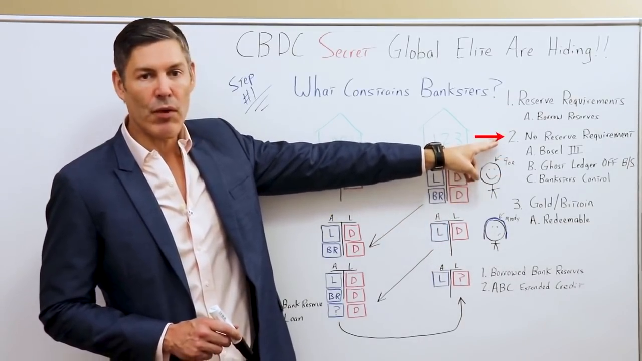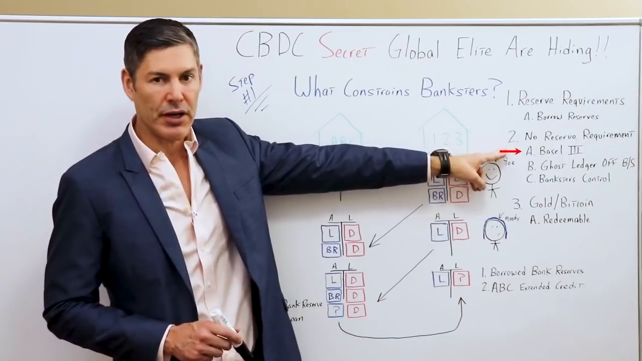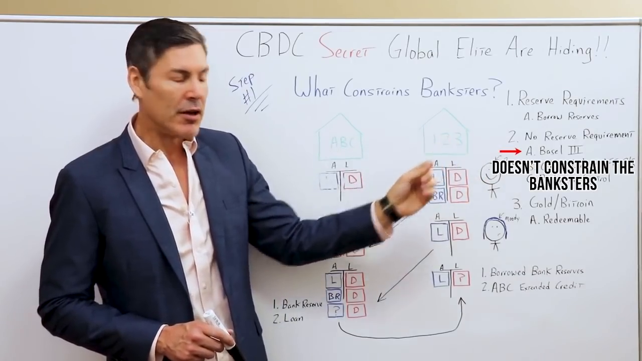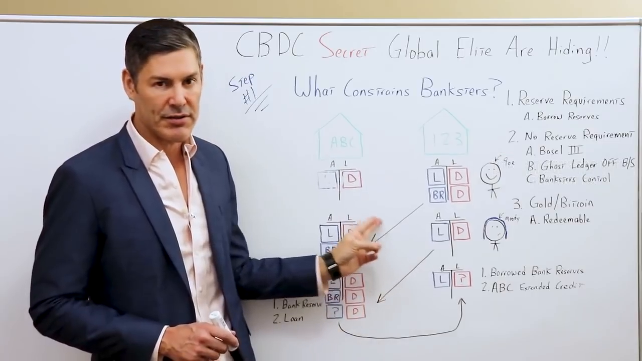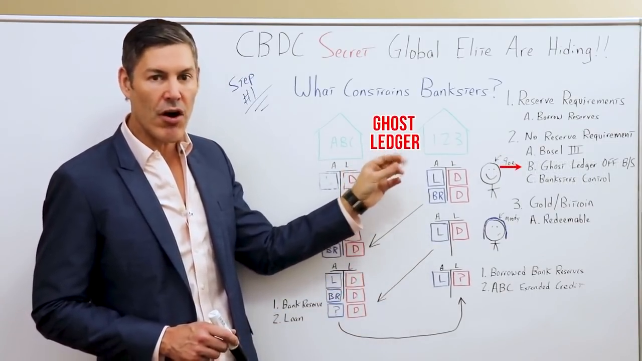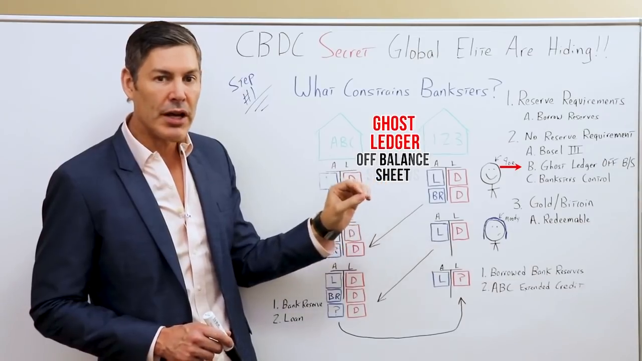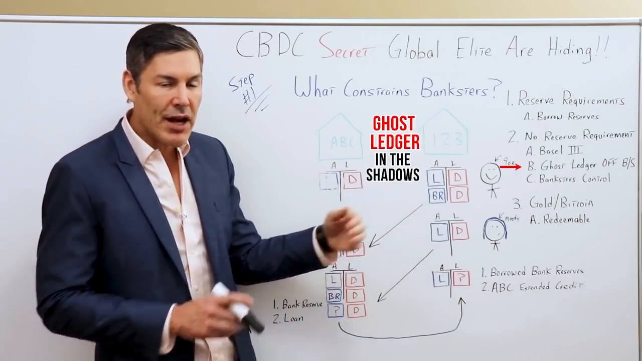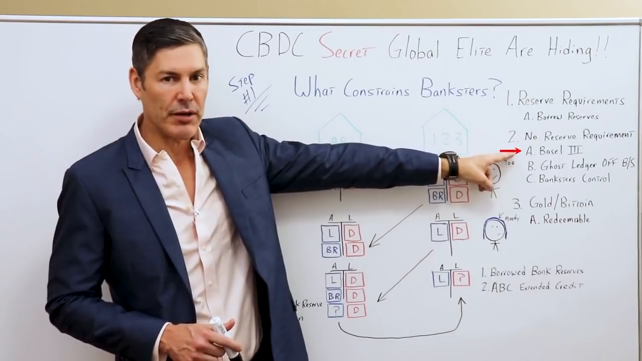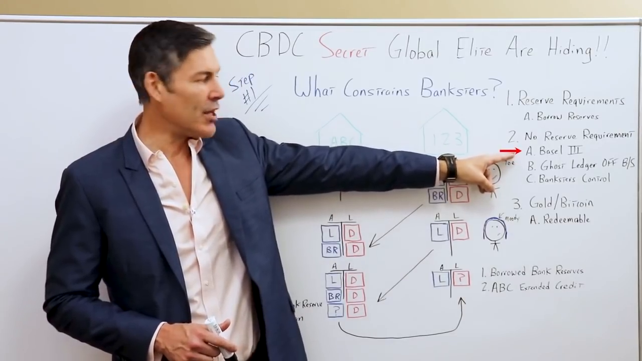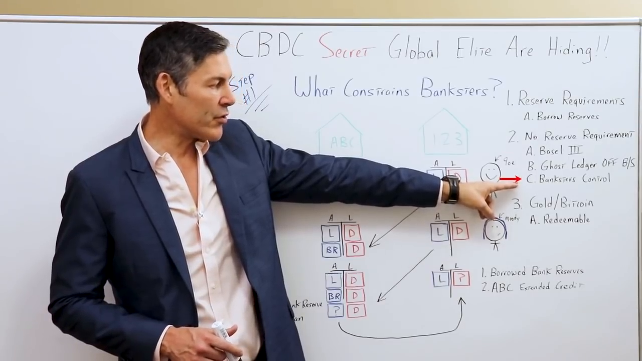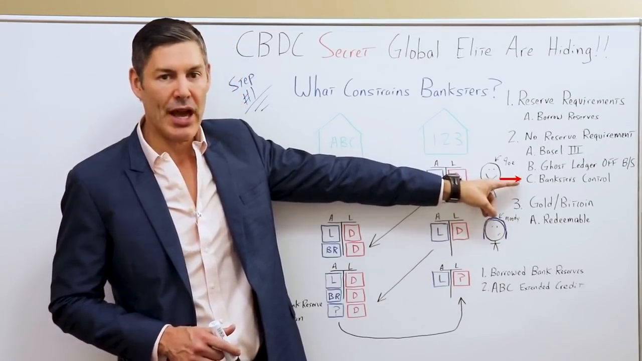Next, you could say, well, maybe regulations like Basel III, but that doesn't really constrain the banksters either because that would just look at their balance sheets. But they've got a lot of these transactions on the ghost ledger that are off balance sheet, therefore in the shadows. They're kind of hidden away from the regulators with Basel III. So this really doesn't constrain them either. So then the question becomes, well, do the banksters control absolutely everything?